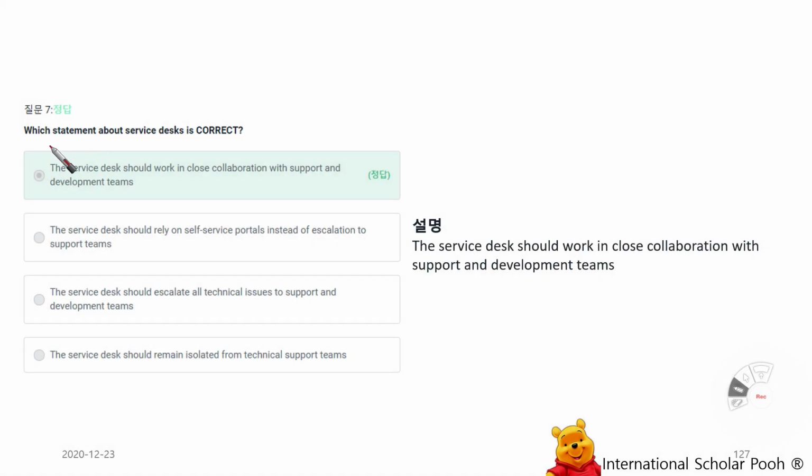Which statement about the service desk is correct? The service desk should work in close collaboration with support and development teams. Correct.